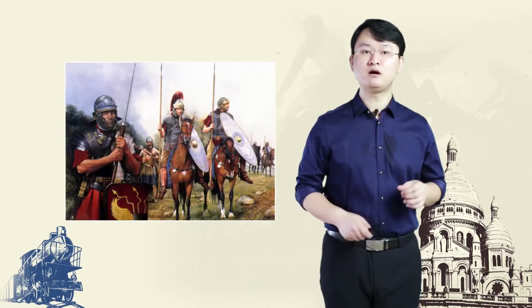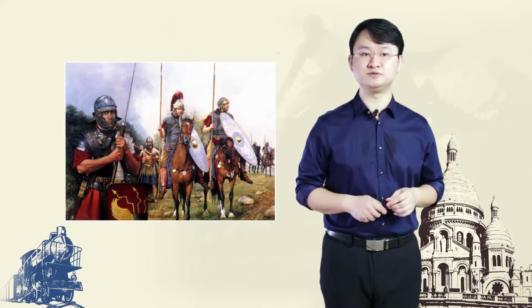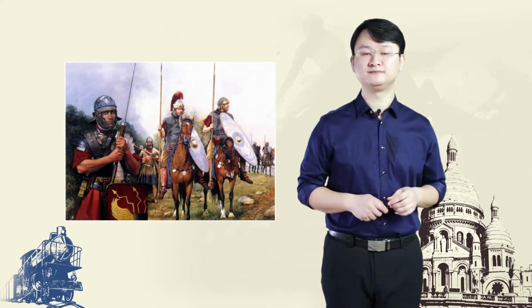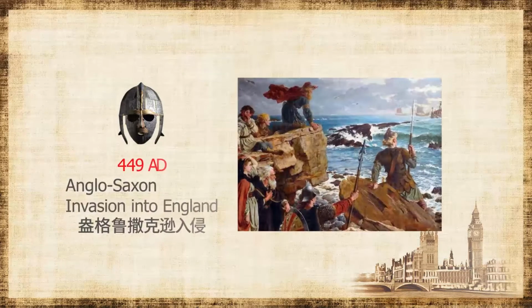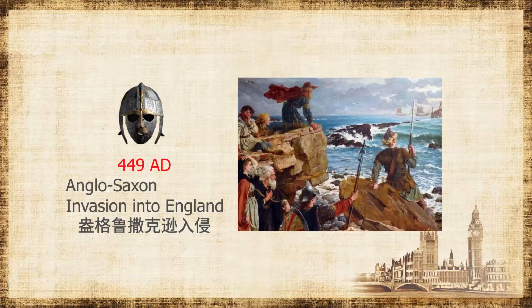As the Roman Empire came under threat from the east, the Roman armies and the Roman protection were withdrawn from Britain, and Britain was again divided into small kingdoms, and again it came under threat from outside. This time, from Germanic people, the Angles and the Saxons.